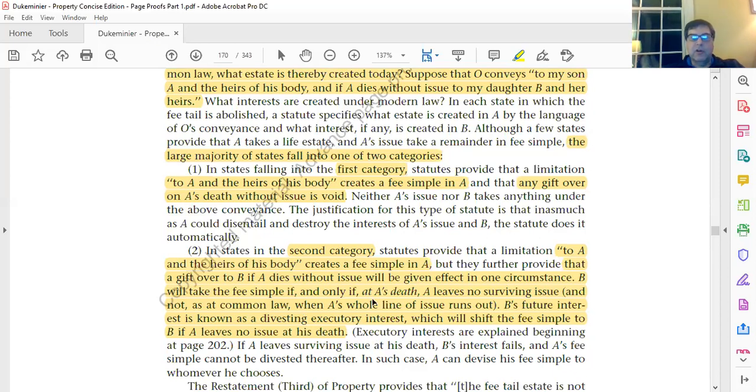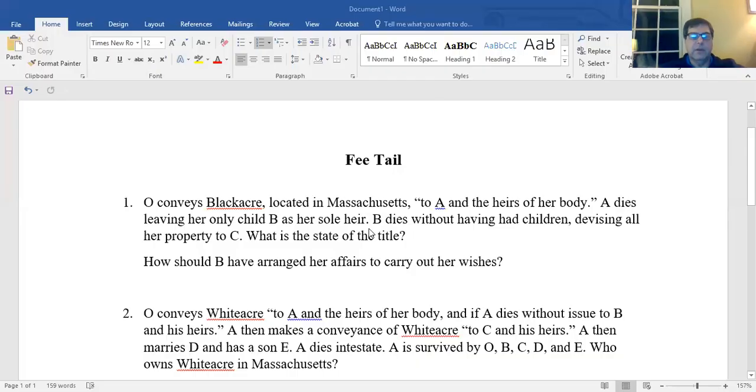So let's take a look at a problem or two that we looked at in class to see how all of this works out in particular scenarios. And so the first problem that I think we worked through in class: I'm sorry, let me pull that up for you to see. Here we go. All right. Okay, problem 1. O conveys Blackacre, located in Massachusetts, to A and the heirs of her body.